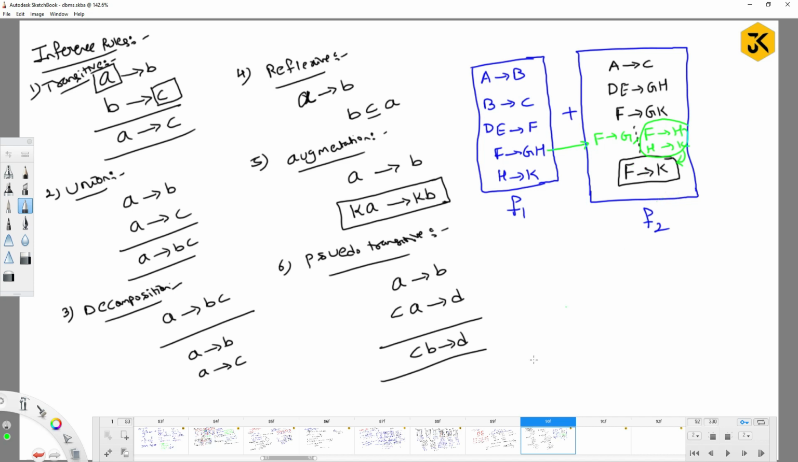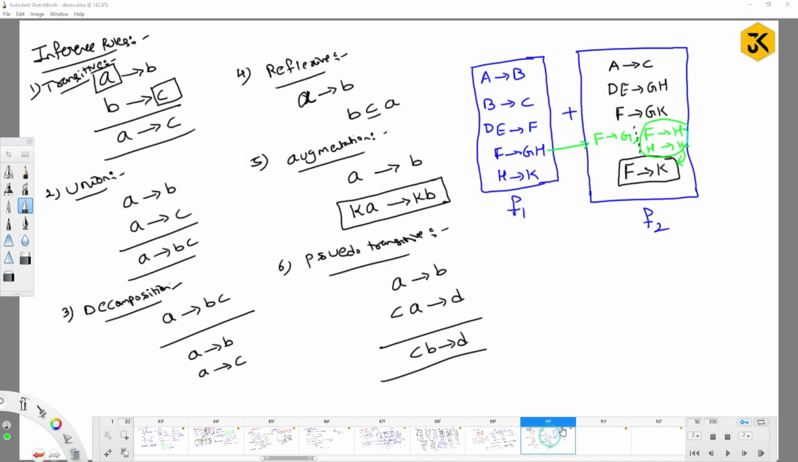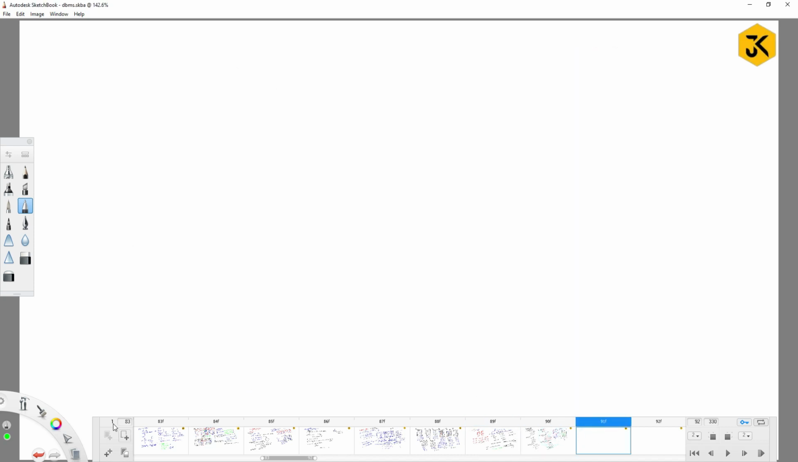So that's the reason inference rules are a very hectic task for us, right? To overcome this drawback, we are moving to another concept called closure set of FDs. Closure set of FDs. Okay. So what is the meaning of closure set of FDs?